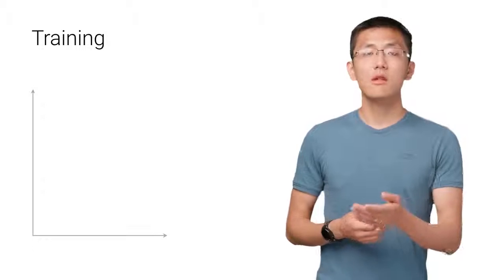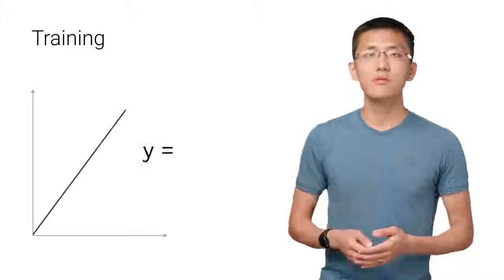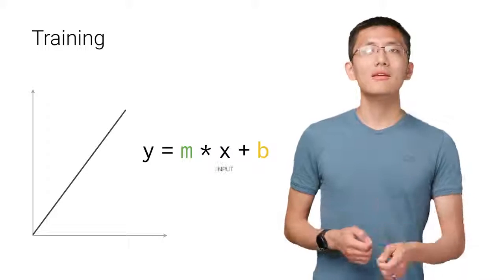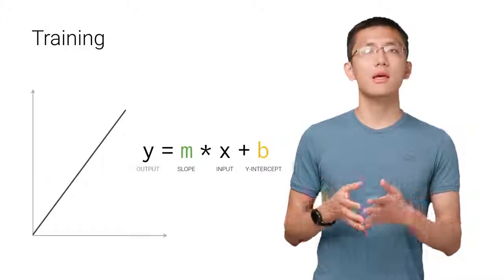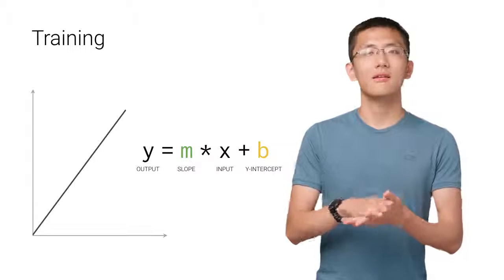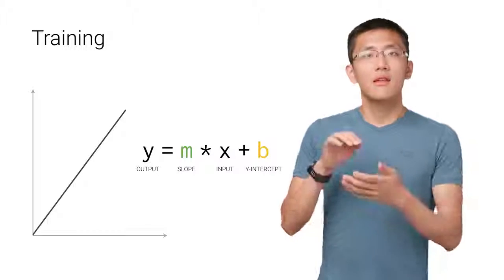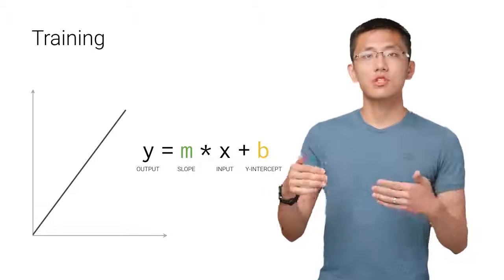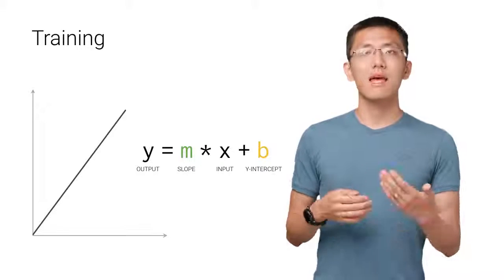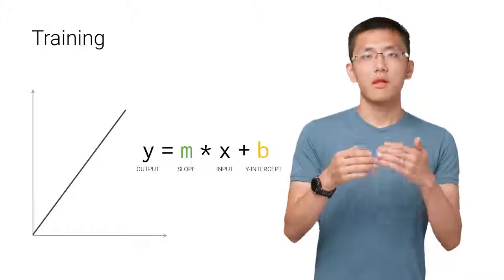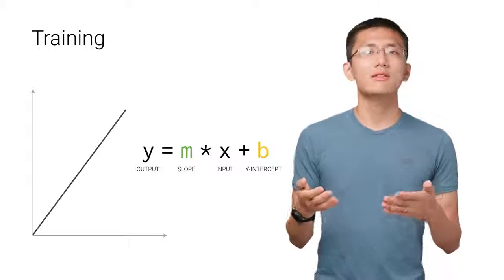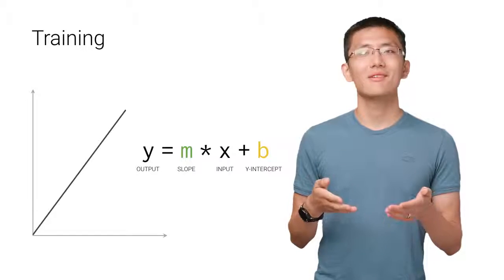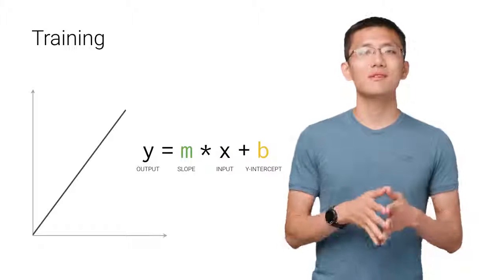In particular, the formula for a straight line is y equals mx plus b, where x is the input, m is the slope of the line, b is the y-intercept, and y is the value of the line at that position, x. The values we have available to us to adjust or train are just m and b, where the m is that slope and b is the y-intercept.